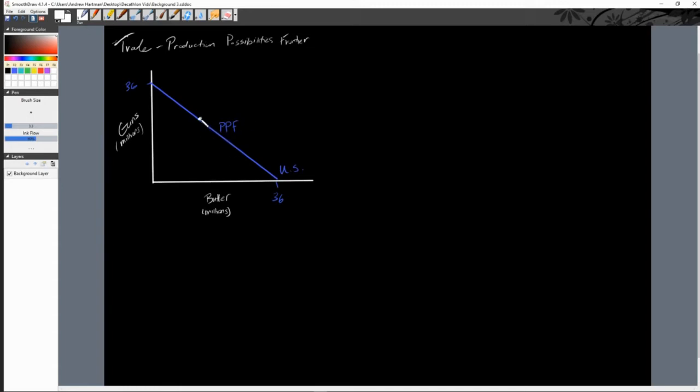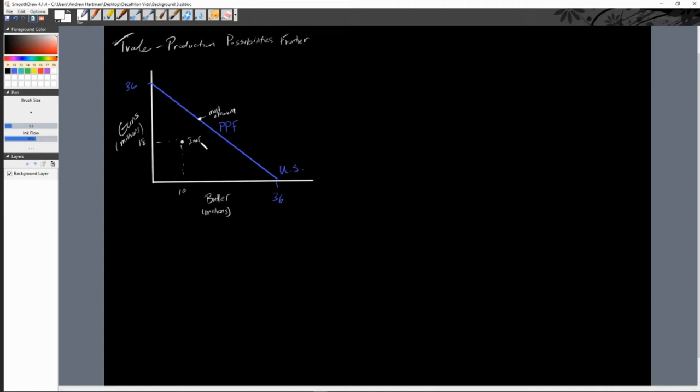Okay, so there are three states that you can be in on this curve. You could be on the curve, right? And to be on the curve is to be the most efficient possible. This means that you are utilizing all of your economy's resources to their maximum. You are successfully working your economy to the highest level it can be. Anything on that line is the most efficient, anywhere from 36 and 0 to 0 and 36, right?